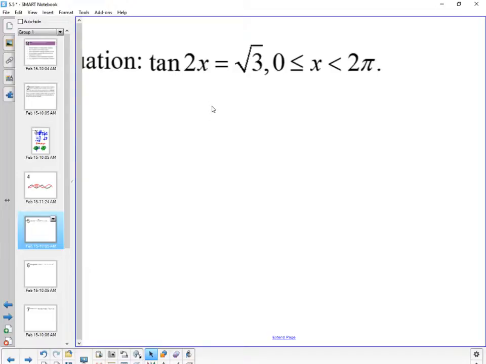Now, you don't have to really go into formulas if you stop and think about what's really going on here. What's going on?